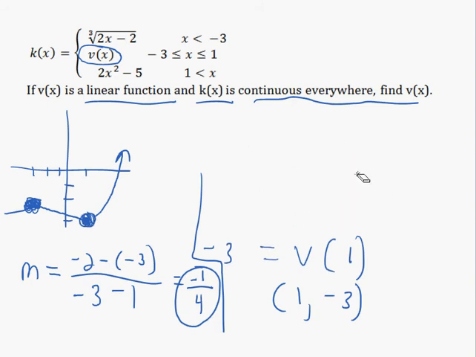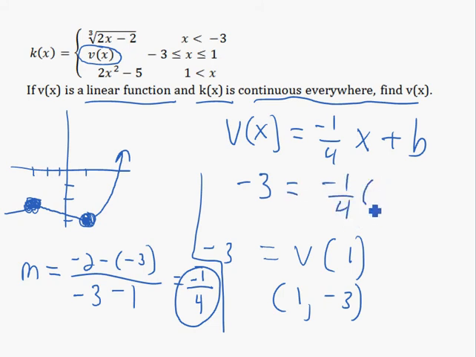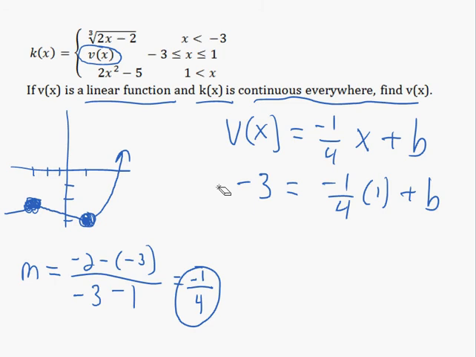Great. So I know that v of x has to equal negative 1/4 x plus the y-intercept. Well, to find the y-intercept, I'm just going to plug in this point, 1, negative 3, and find out what b is. So v is negative 3 when x is 1. That's what that says. And I'm going to erase all this junk. I don't need it anymore. I'm going to find b, and that's going to tell me what v of x is. So this is negative 1/4 here. Negative 12/4 on this side. That's what negative 3 is. Plus b, which means b has to be negative 11/4.